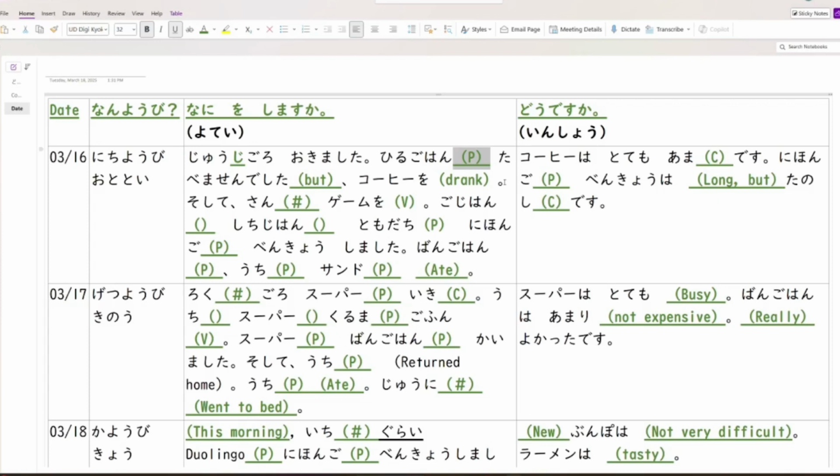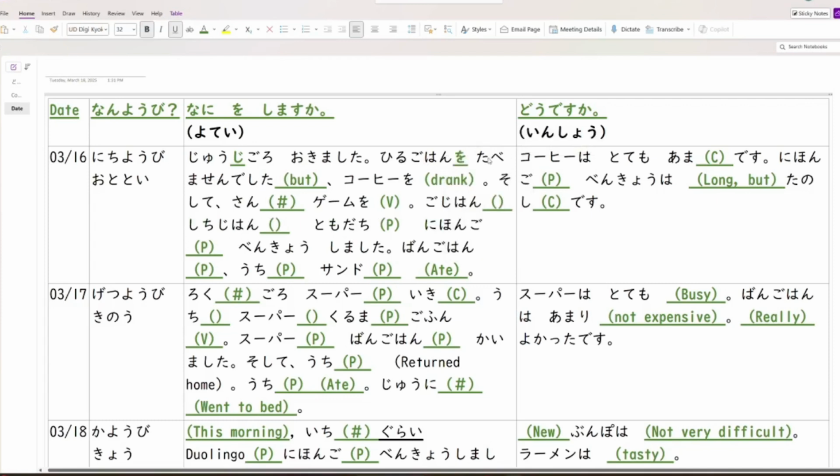Is this a de? De would be a location, so it would not be that. So this one would be o. I do think hiru gohan goes with o, for better or worse, that association business. I think it's just the Duolingo exercises that tend to have that often. I think that's what's going on.